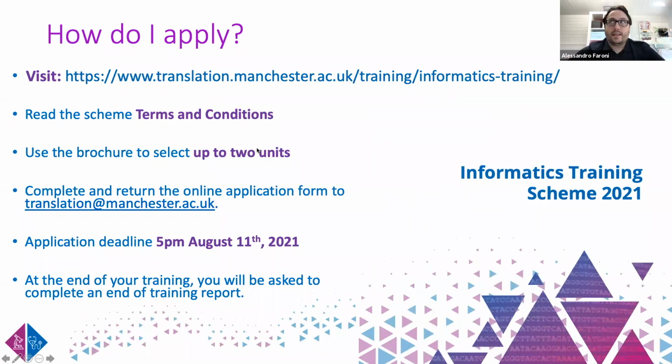So how does the application procedure work? It's very simple. You visit that page that is linked there, our training page relative to the informatics scheme. We suggest you read the terms and conditions. And then you can download the brochure, which is also available on the same link, in which all the units will be listed, some of which we will go into more detail today. And then you need to return that completed form to our inbox, translation@manchester.ac.uk, by the application deadline, which is at 5 p.m. on the 11th of August. So there is just below a month to get all that done.